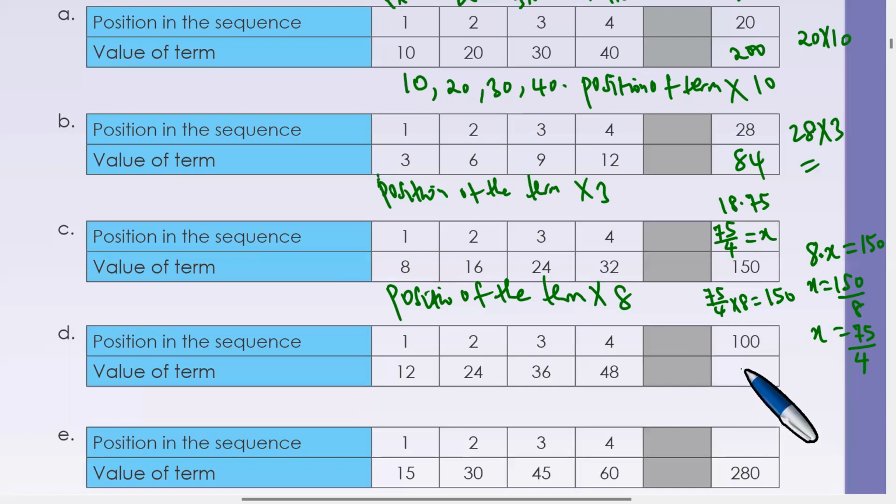Next, what must be here? Because 1 was multiplied by what? By 12. Position of term times 12. If you multiply this one by 12, what do you get? Multiply 1 by 12, you get 12. By 12, you get 24. Okay, multiply 100 by 12, what do you get? 120. Well done, 120.